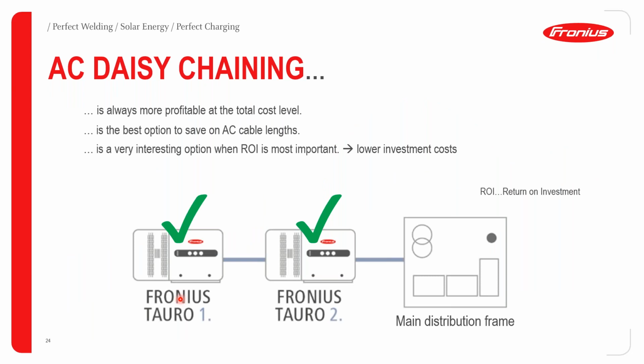So all in all, a conclusion of the AC-DC chaining option. When is it profitable? It's always more profitable at the total cost level. So if the initial costs of the PV system have to be low, it's always good to think about the AC-DC chaining option because it's more profitable. And it's also the best option to save on the AC cable lengths, of course.